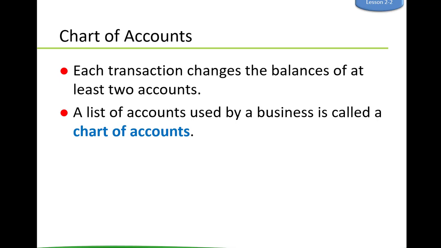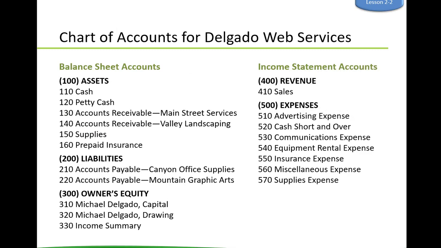The list of accounts used by a business is called a chart of accounts. Here's an example of a chart of accounts. The 100s are always your assets. The 200s are your liabilities, things you owe, and remember, accounts receivable is when people owe you. 300 is the owner's equity, and these are the only accounts that will ever show up in owner's equity: your capital account, your drawing account, and your income summary.